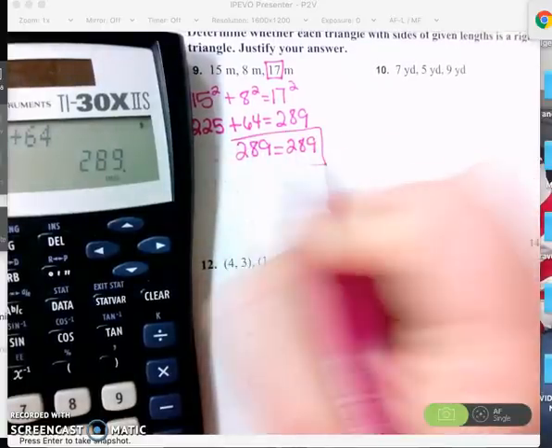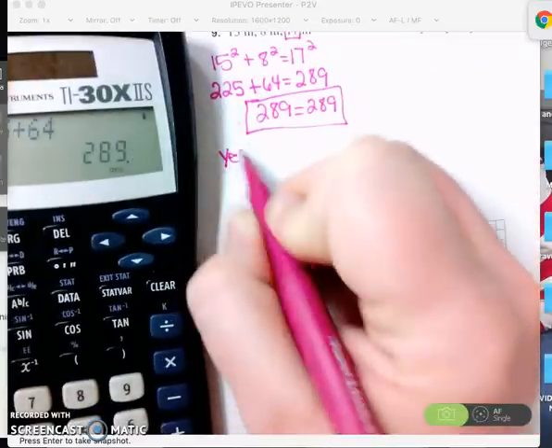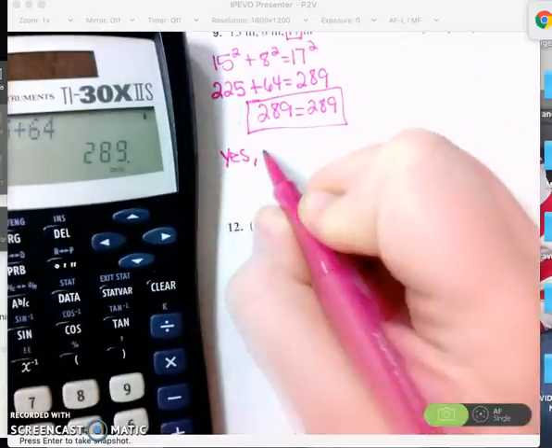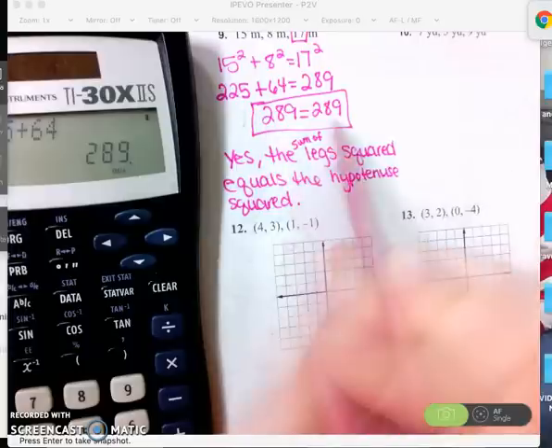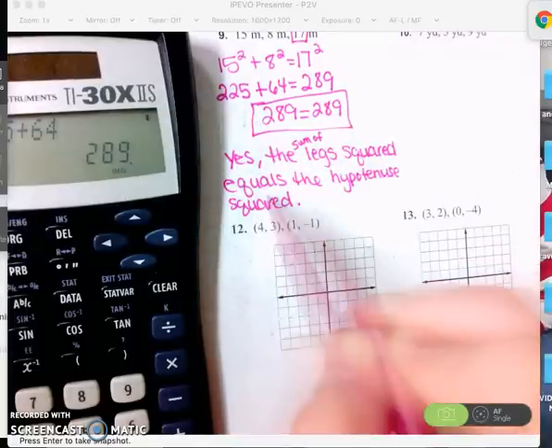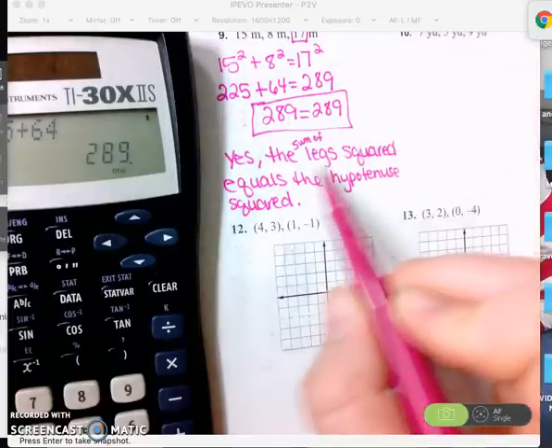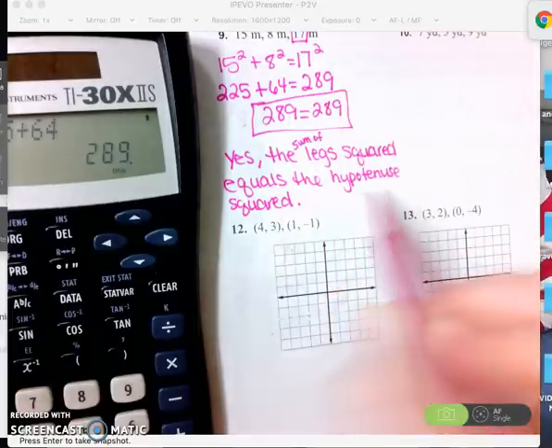Again, I want you to box this in, and you would say yes. Because they equal, you're going to want to say yes, the sum of the legs squared equals the hypotenuse squared. Again, you can say the shorter sides and then the longer side if you'd like.